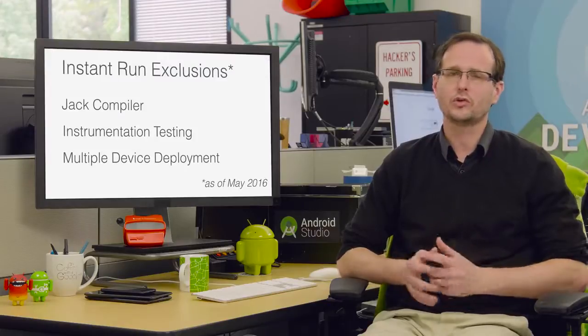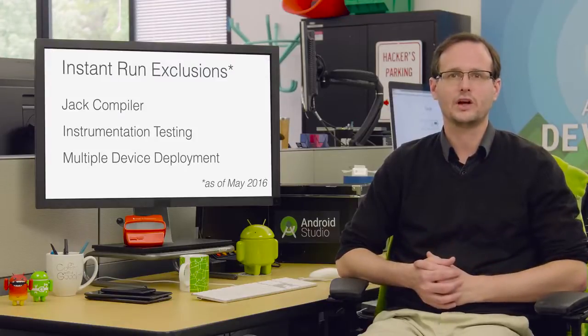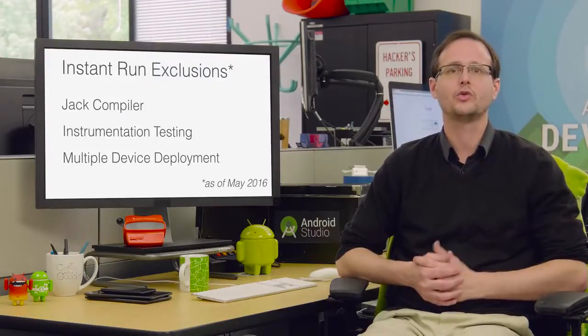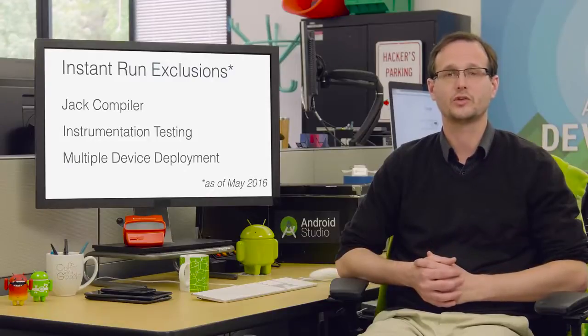If you're on Windows, you may find that Windows Defender real-time protection is causing Instant Run slowdowns. You can get around that by adding your project folder to the list of Windows Defender exclusions. As of this recording, Instant Run doesn't support Jack, instrumentation tests, or deploying to multiple devices simultaneously.